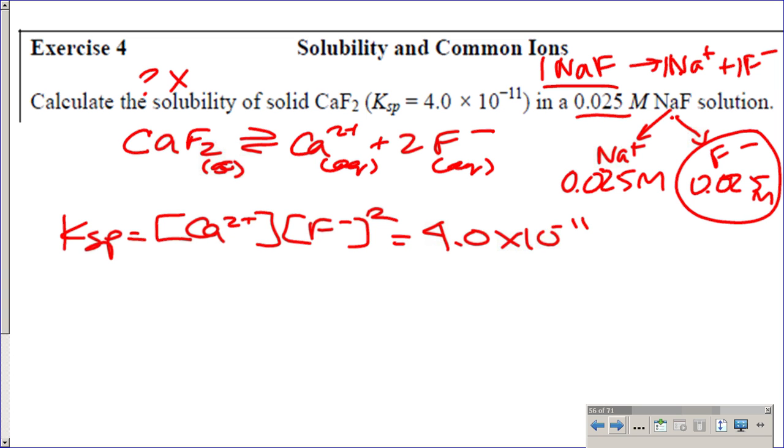This one's important because it's literally in the Ksp expression. The sodium one, who cares? It's not involved with the equilibria, so we ignore it. Since you have this already, you must include this as the actual value of the fluoride ion. So if the fluoride ion is 0.025, that's what you're popping in the box, in the concentration. You still square it, okay? Calcium we're going to put in a second. This is 0.025 molar squared. It still equals, because it's still going to come to equilibrium, 4.0 times 10 to the negative 11.